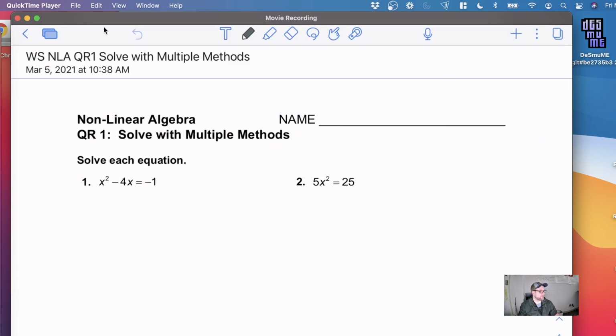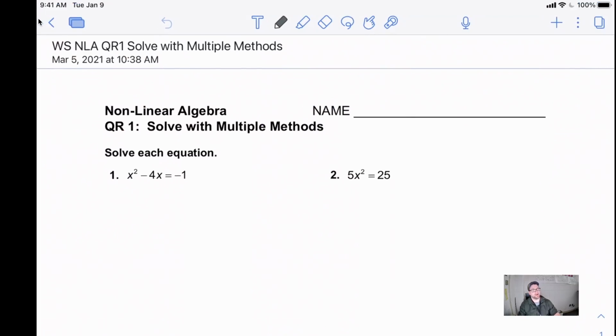Today we are going to be talking about QR1, which is solving quadratics. A QR just is basically our quadratics review unit. So we want to go through and hit on some points here and make sure you understand as much as you possibly can about these quadratics, because that is going to be so important for you as you move forward to your next math class.